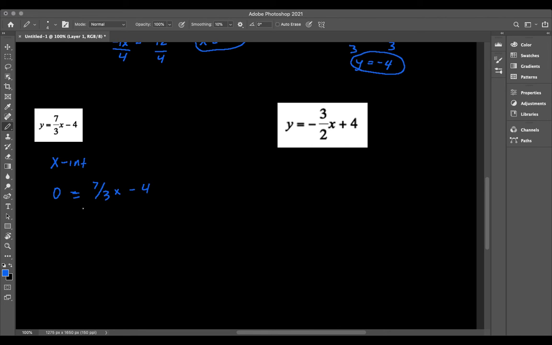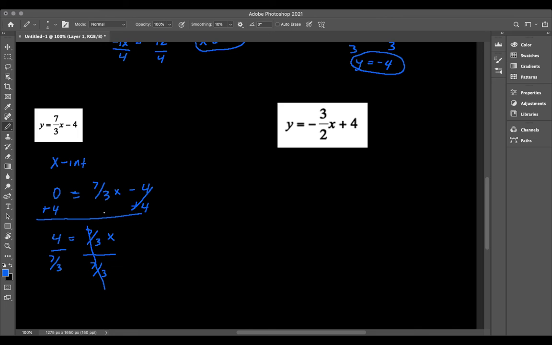Okay, now how do we solve for x? Remember, we got to add 4 to both sides. And we have 4 equals 7/3 x. Okay, now what do we have to do now? Remember, we said we have to divide by that amount, both sides. I think this is where people are getting the problem is in the math portion of this.